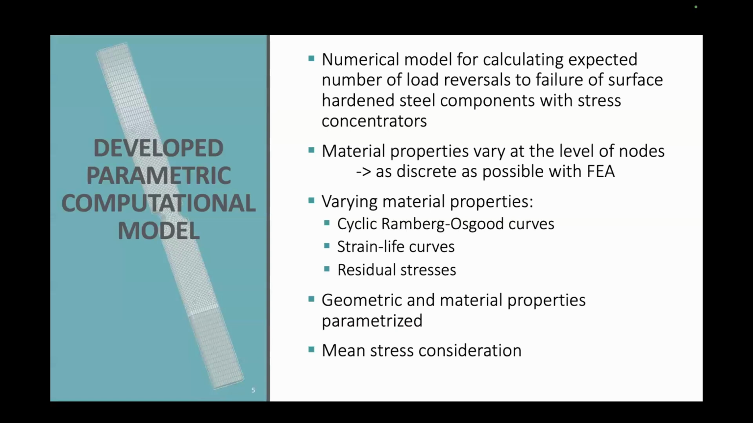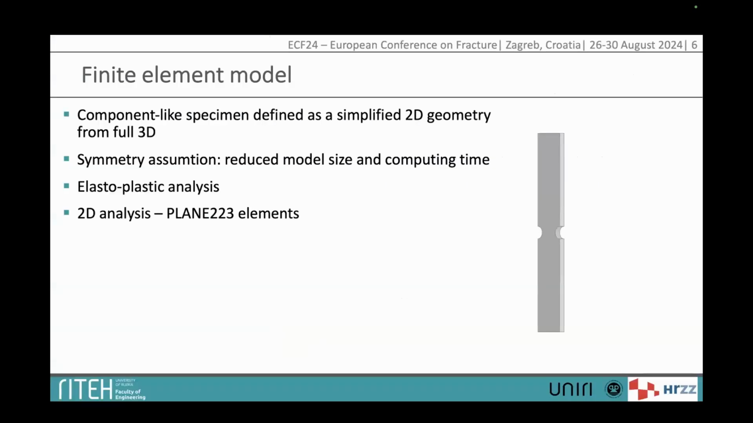So then in light of this, we developed this parametric computational model with which we can calculate the fatigue strength of this component-like specimen, let's say. And since the state of the art shows that people are doing it with this multi-layer, so sequencing the component, I actually did it as discrete as possible in FEA. So basically on the level of nodes, which means that every node will have its own stress strain curve or strain life curve or similar. So we have a component where the mechanical properties will vary in each node depending on the discretization. So this is an example of this specimen.